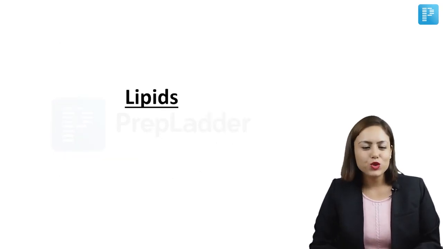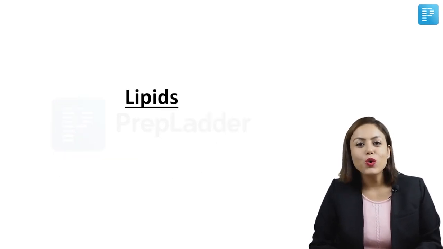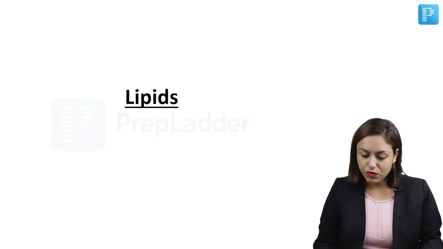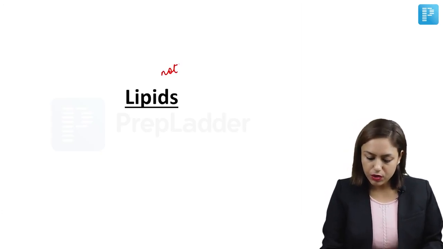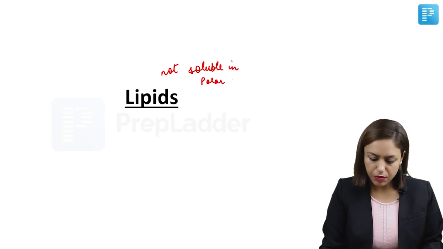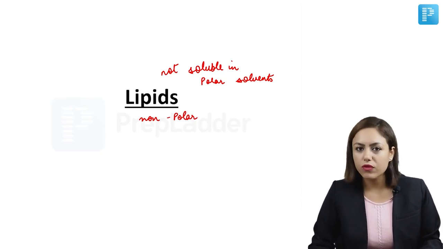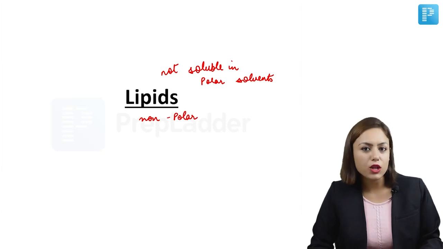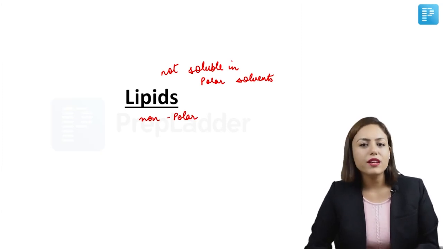So the next topic, students, is lipids. Let's start with this important topic, lipids. Tell me the definition. What are lipids? Compounds which are not soluble in polar solvents like water. Okay, they are non-polar and they are soluble in non-polar organic solvents, like ether and alcohol, okay?